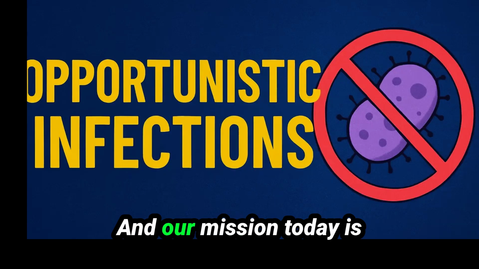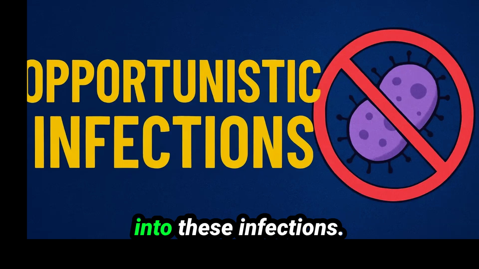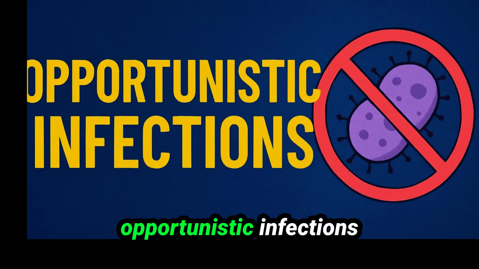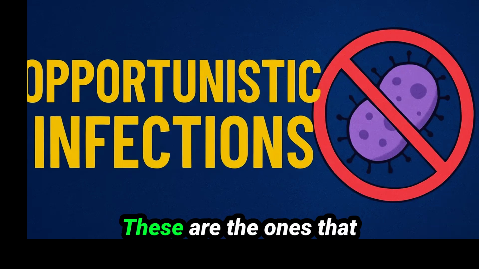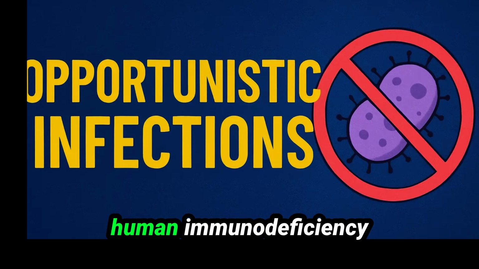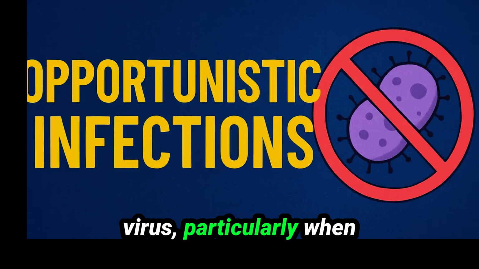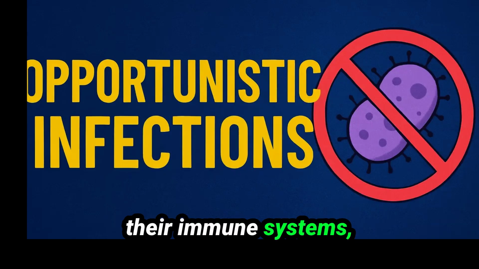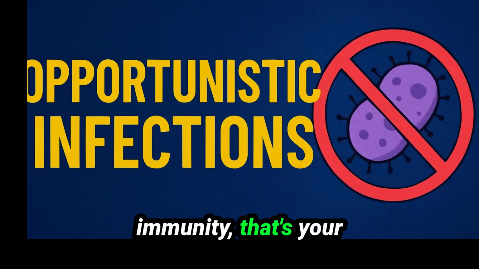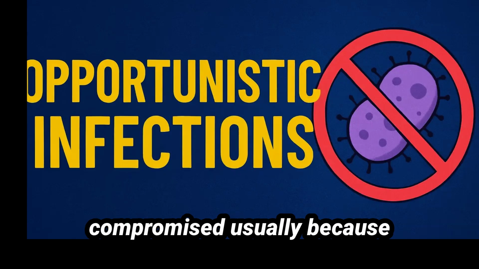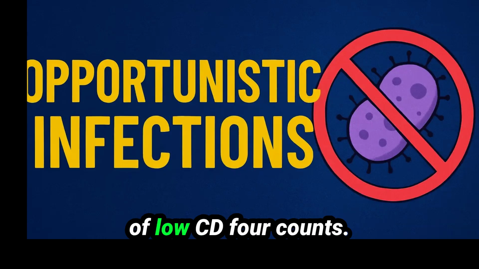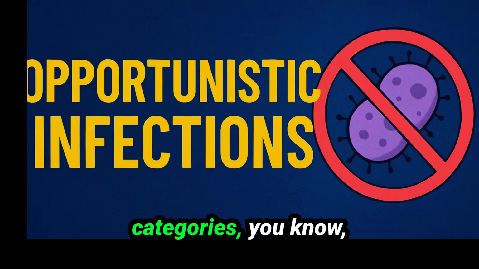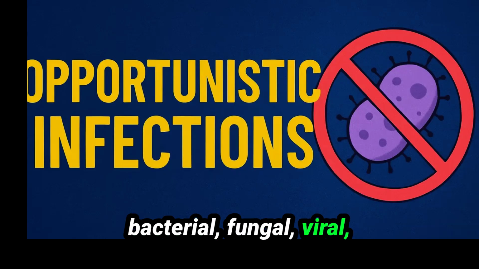Exactly. And our mission today is really a high-yield dive into these infections. We're talking about opportunistic infections, or OIs for short. These are the ones that pop up in people with HIV, human immunodeficiency virus, particularly when their immune system, specifically that cell-mediated immunity, that's your T cells doing the work, is compromised, usually because of low CD4 counts. We'll look at the main categories: bacterial, fungal, viral, protozoan.